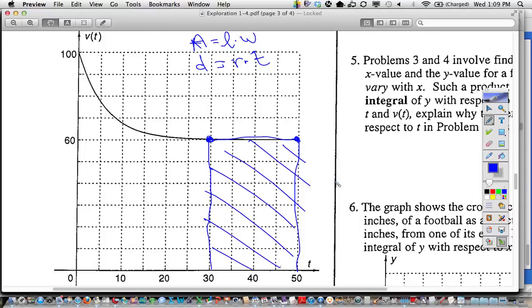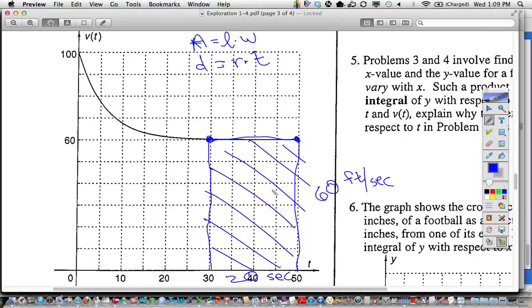Because look what we have. The length, or the width, or height, however you want to call it, of this rectangle is 60, but what are the units? 60 what? Feet per second. And what's the width of the rectangle down here? 20 seconds. And the units are very important. So if we take length times width, what do we got? 60 feet per second times 20 seconds. Rate times time. Seconds cancel seconds, right? And you end up with 1,200 feet.